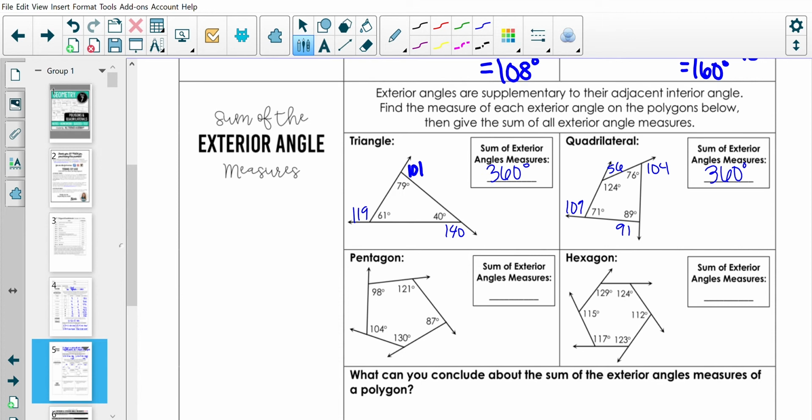Over here, what is your exterior angle to 104? 76. To 98? 82. To 121? 59. To 87? And to 130. And when you add them all up, what is it?